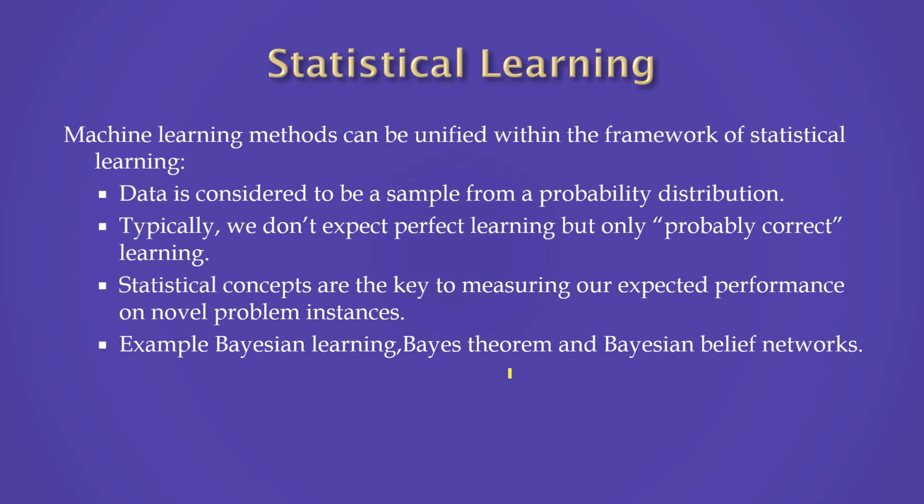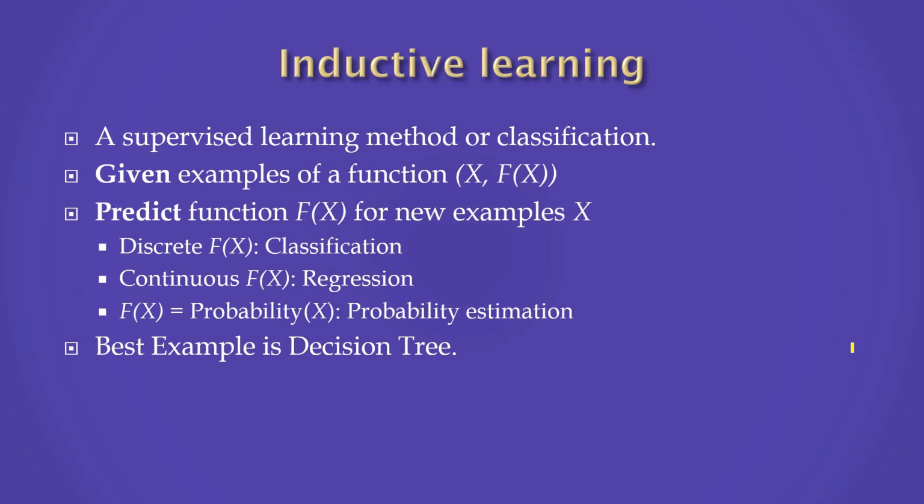And what is statistical learning? Here in statistical learning, the data is considered to be a sample of a probability distribution. Typically, we don't expect perfect learning, but only probably correct learning. Statistical learning concepts are the key to measuring our expected performance on novel problem instances. Very good examples of statistical learning are Bayesian learning, Bayesian theorem, and Bayesian belief networks, as we discussed previously.